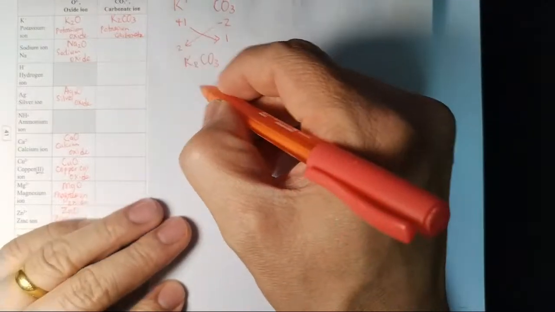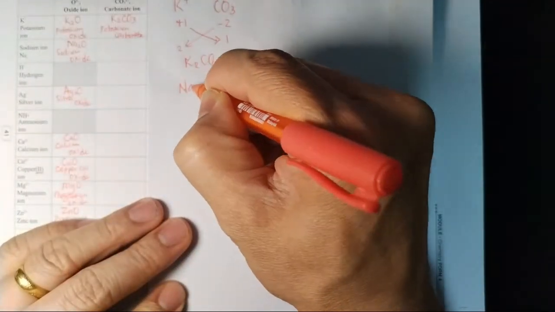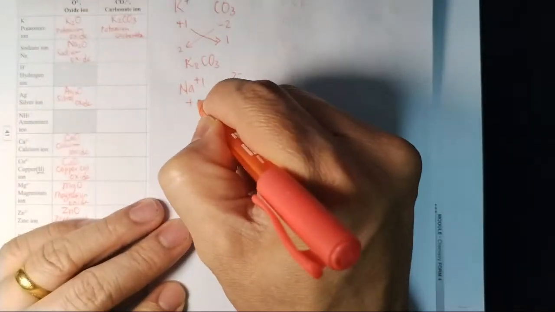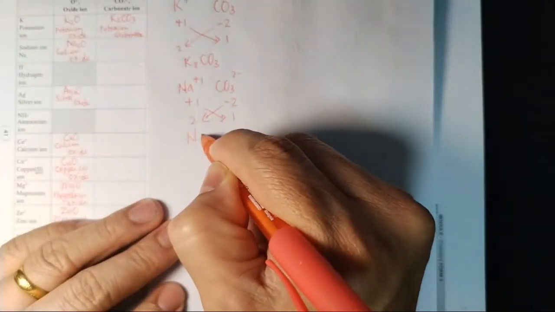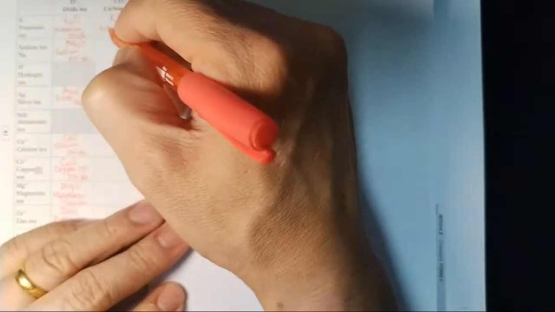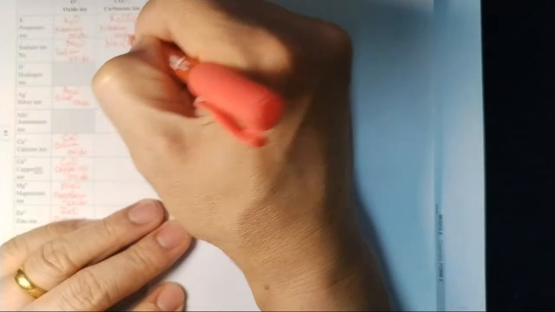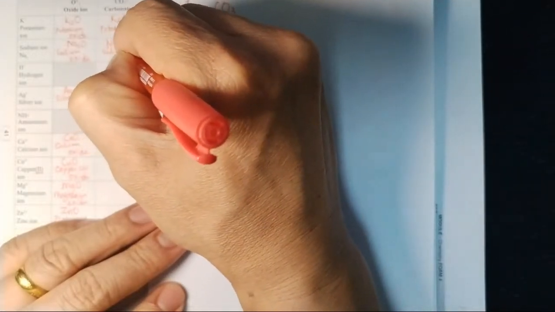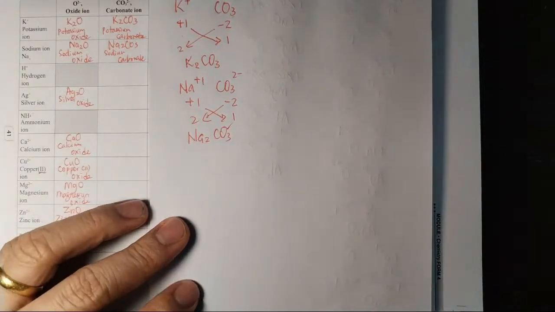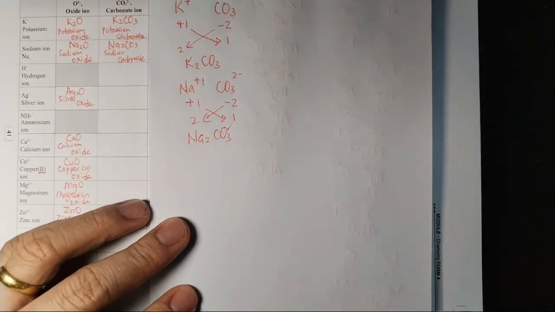Okay, so continue. Sodium carbonate. So Na positive 1, carbonate CO3 2 negative. Positive 1, negative 2. Okay, so interchange 1. So it's Na2CO3. Okay, so sodium carbonate. Remember the O here must be a capital letter. Sodium carbonate.